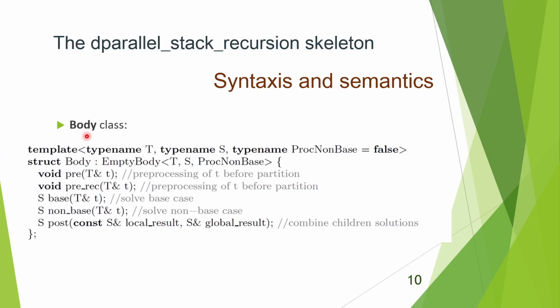The body object contains information about computing. The base function runs only for base cases and returns their solution. The non-base function is optional and allows execution for non-base problems. The pre and prereq functions are also optional and allow doing some precomputation before even checking whether it is a base problem or not, which is useful for some divide and conquer problems. The post function performs the reduction. It receives an array of all the sibling subproblem solutions and returns the result of doing the reduction of them.